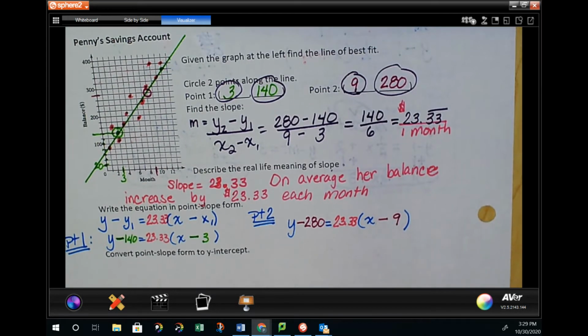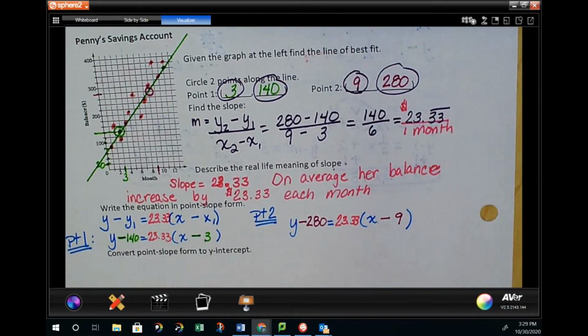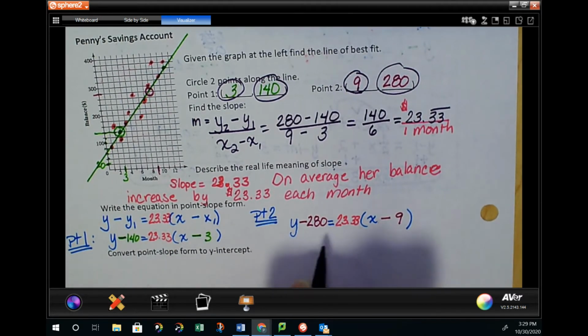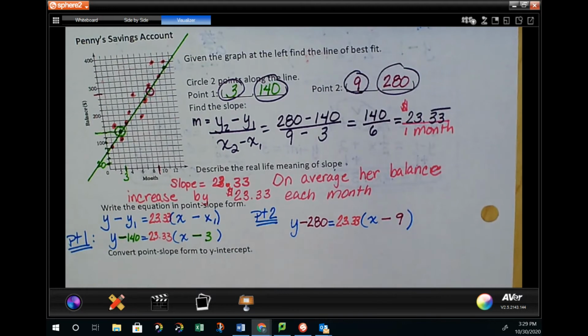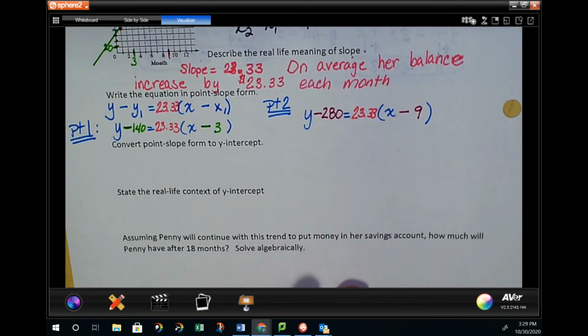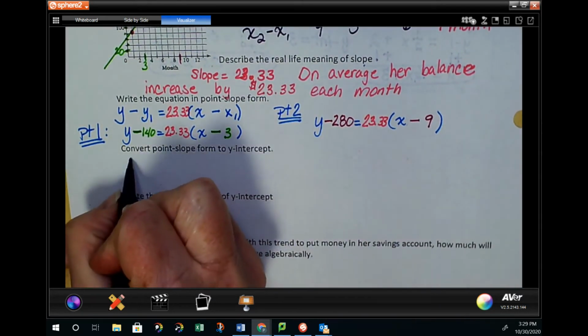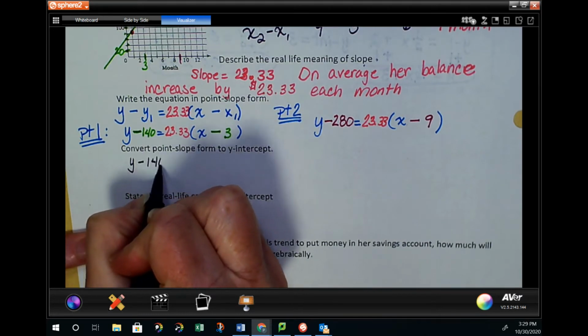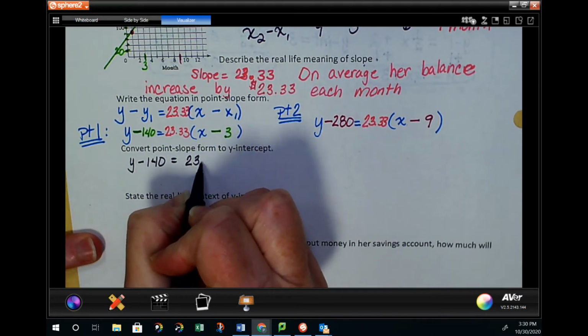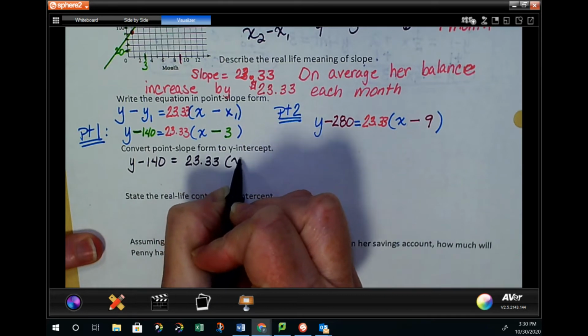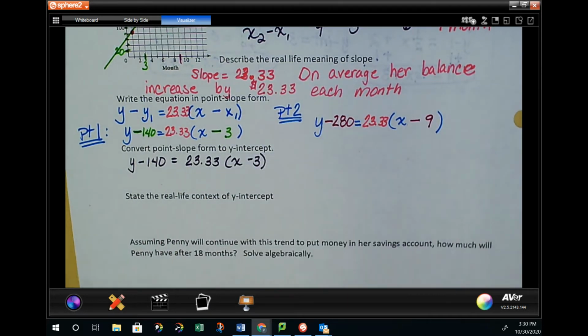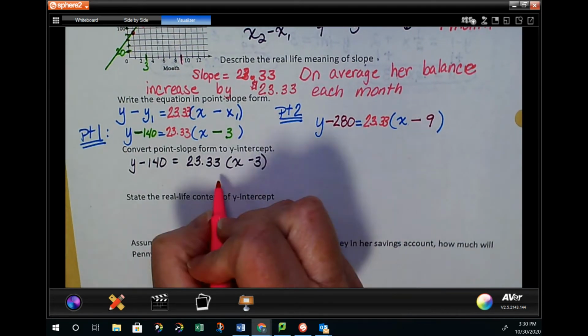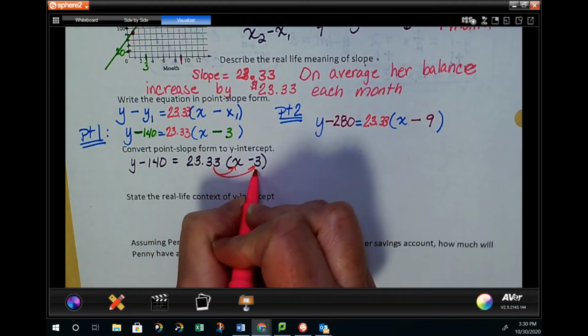So the next part, convert to point slope form. So I'm just going to use my first point because it's less stuff and I don't have to multiply in such big numbers because I'm kind of lazy. So y minus 140 is equal to 23.33 x minus 3. That's step 1. Step 2, we got to go through and we have to distribute our slope. So we're going to go through and we're going to multiply by our slope.